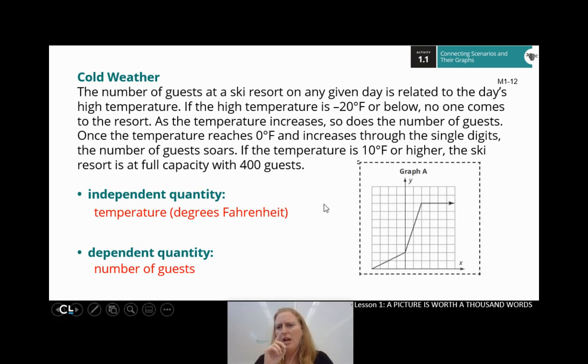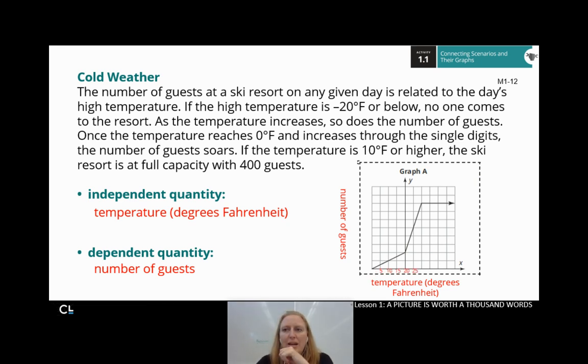So as a result, I picked graph A, right? We're increasing, and then we're really increasing, and then it tops out and we can't fit any more people in. Notice my y-axis is in the middle this time. Did you catch that? That one's a little weird, but there's a reason. My x-axis is the temperature in degrees Fahrenheit and my y-axis is the number of guests. The reason it looks like this is because, remember, our temperature started at negative 20 degrees Fahrenheit.